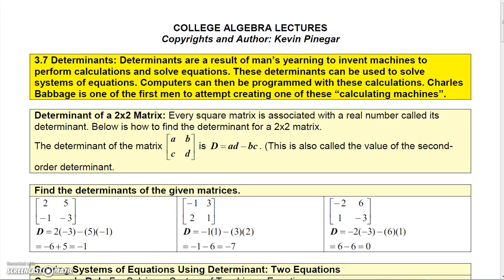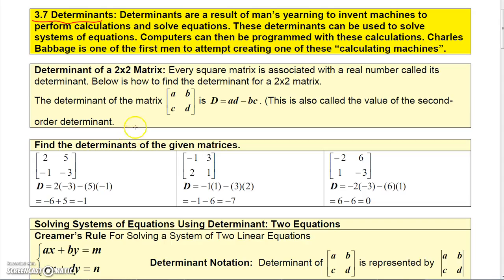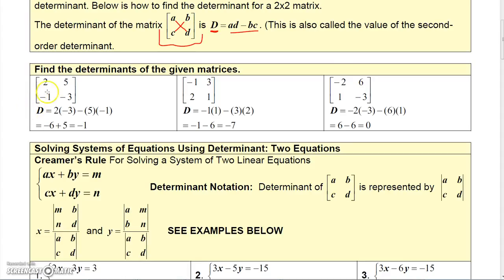Okay, in this video we're going to talk about using determinants to solve systems of equations. So let's talk about what is a determinant. The determinant of a 2 by 2 matrix is calculated, D for determinant. All you do is take A times D and subtract B times C. So the determinant is just AD minus BC. So it's pretty simple to calculate.